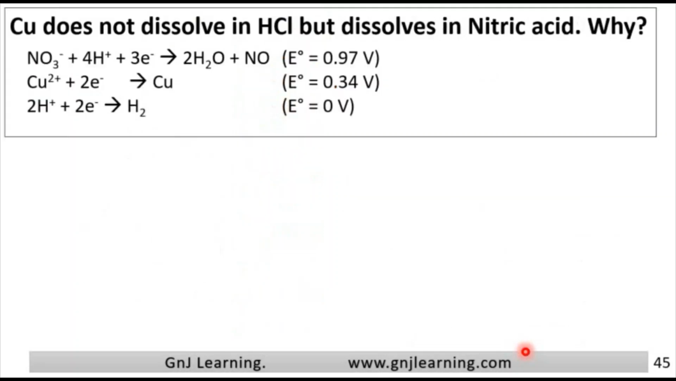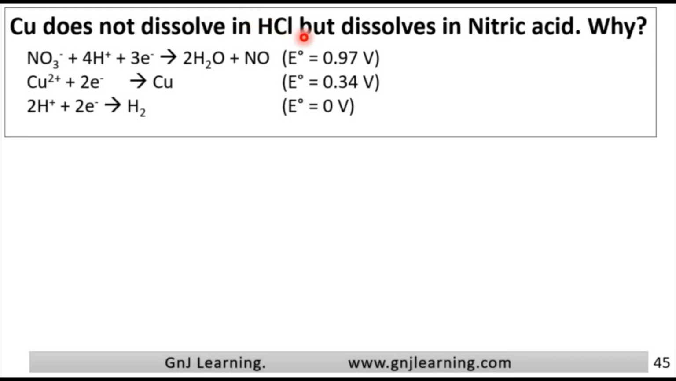Okay, next: copper does not dissolve in HCl but dissolves in nitric acid. We have already seen why copper does not dissolve in HCl, but why does it dissolve in nitric acid? If you look at the E0 values, it's clearly understood. Nitric acid, HNO3, has both H plus and nitrate. So it has the SHE electrode as well as the nitrate to nitric oxide electrode, whereas in HCl we have only one electrode, that is H plus.